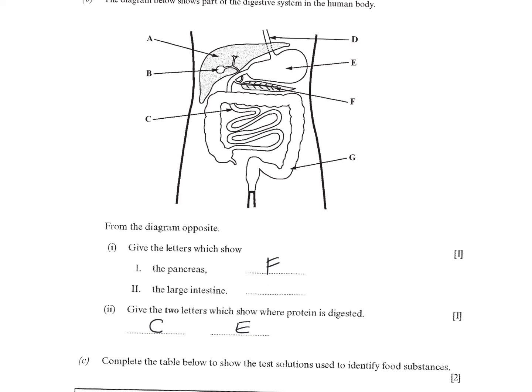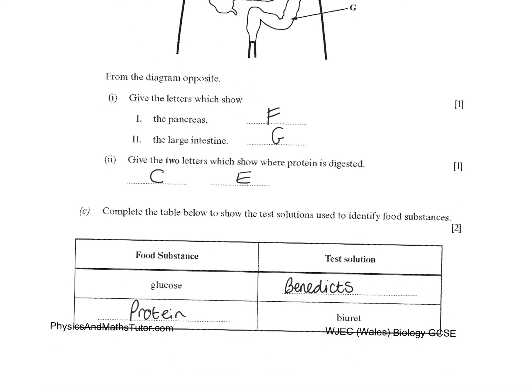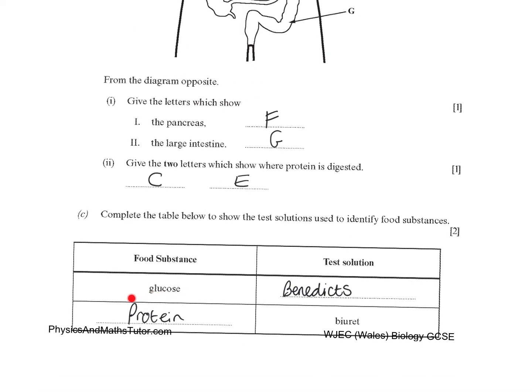That is the small intestine. G is the large intestine. Okay, 2 letters where protein is digested, that would be C and E, so in the stomach and in the small intestine. Then looking at food tests, glucose is Benedict's and protein tests for your Biuret.